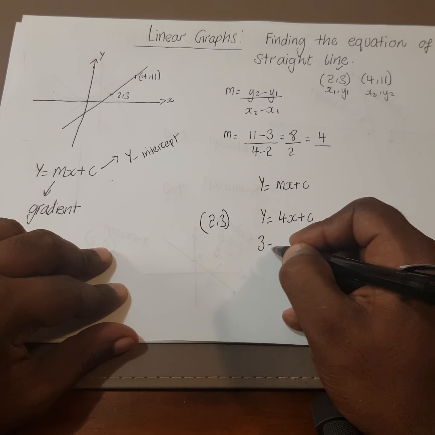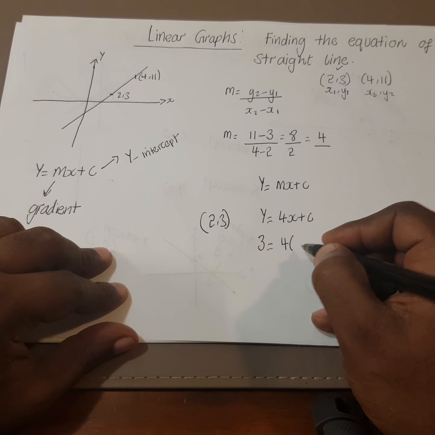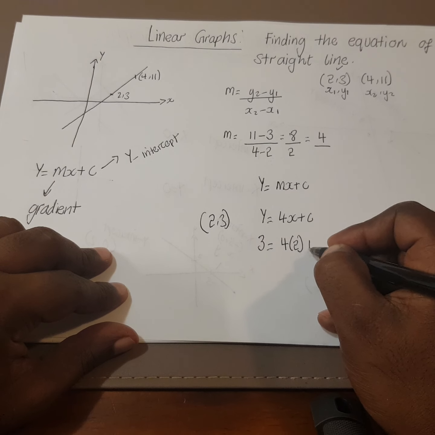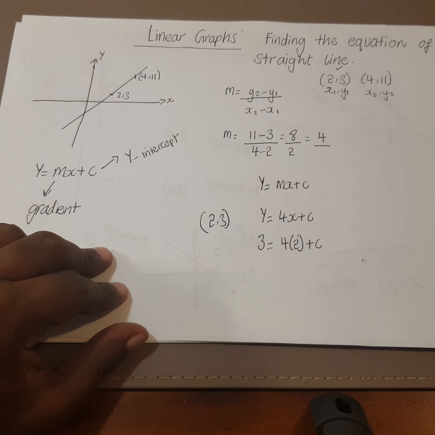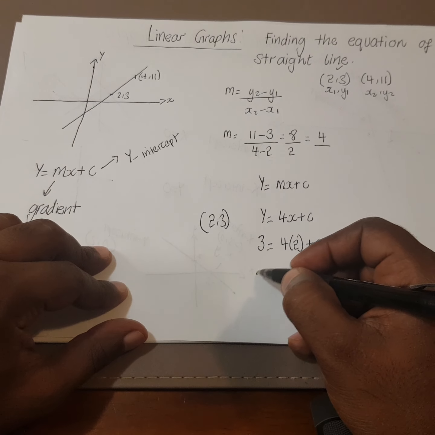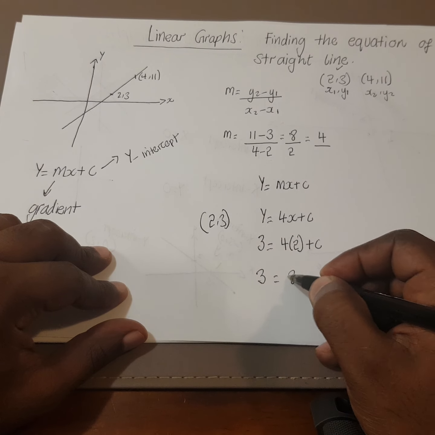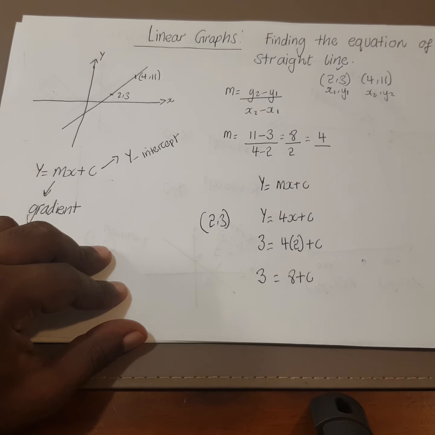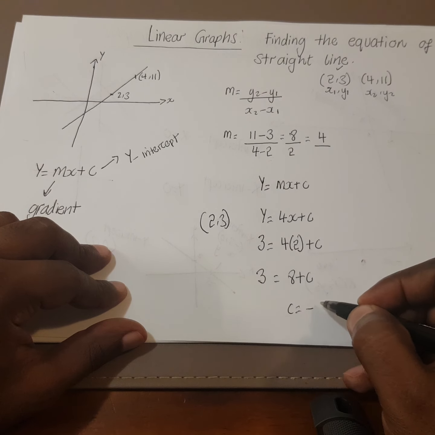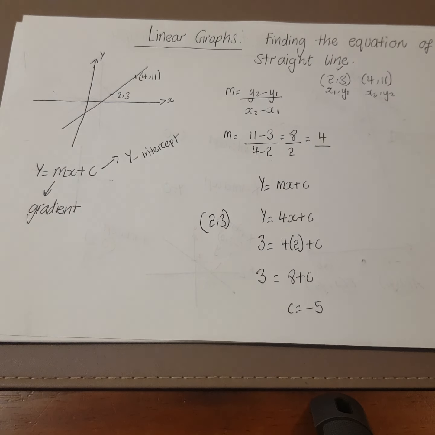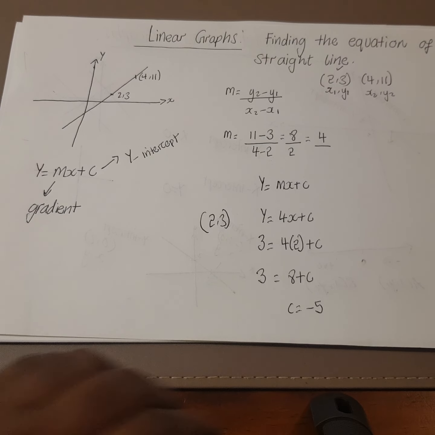So I put 3 is equal to 4, and then I'm going to put my x as 2 plus c. That's literally what I've done. In place of y, I've put 3. In place of x, I've put 2. So 3 is equal to 8 plus c, and now that becomes a linear equation, and therefore c is equal to -5. So what that means is my y-intercept is -5. My value of c is -5.